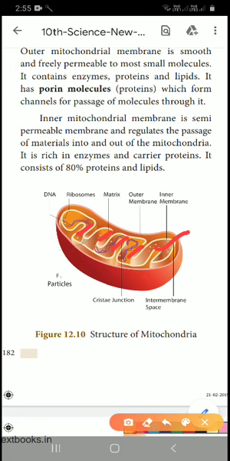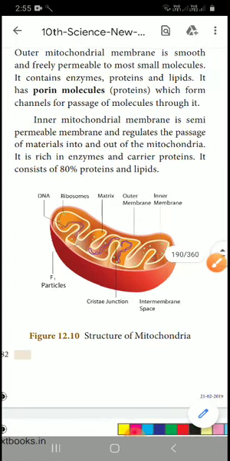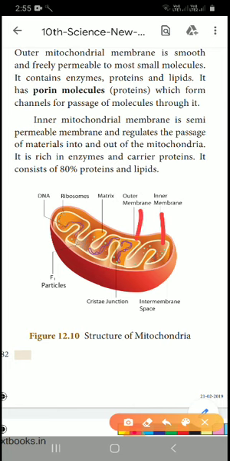Okay. See, this is the structure. First, DNA. This is the inner membrane, this is the outer membrane, and the matrix. The circle we call the matrix. And the ribosomes, this point only is the ribosome. The blue color is DNA. DNA is present fully inside. And you see the F1 particles. This is the F1 particles.